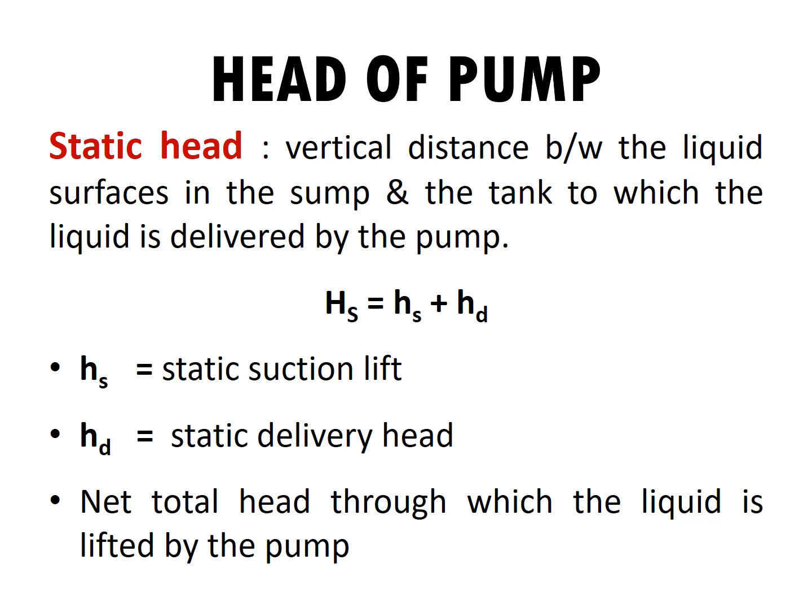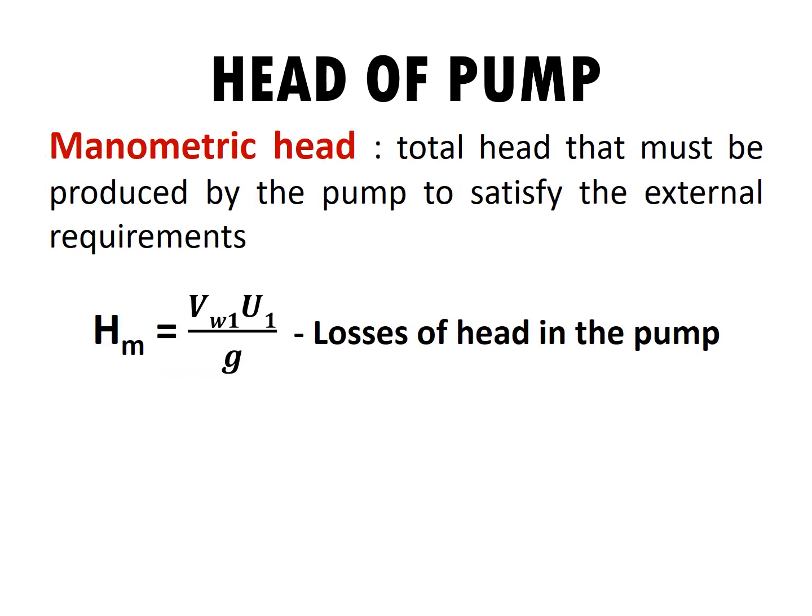As you have seen in that figure, you have two heads of a pump. One is the static head or the suction head, HS, and HD is the delivery head. So the net head will be the sum of both of these, that is HS plus HD. And another, we have the manometric head. It is the total head that must be produced by the pump to satisfy the external requirements, and the expression for HM is Vw1 U1 by g minus losses of head in the pump.